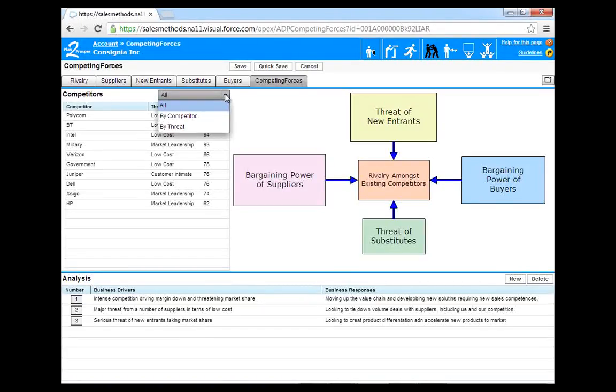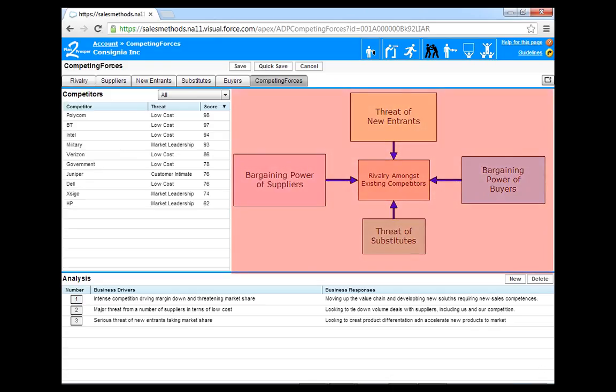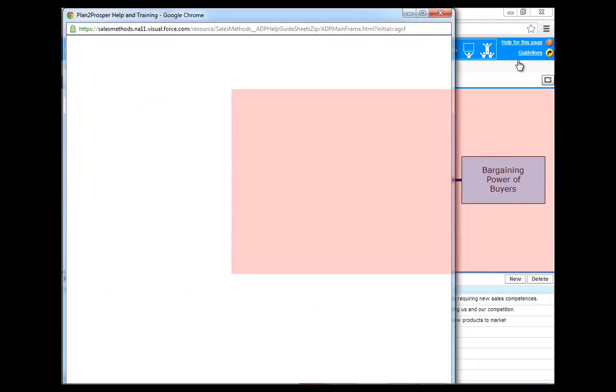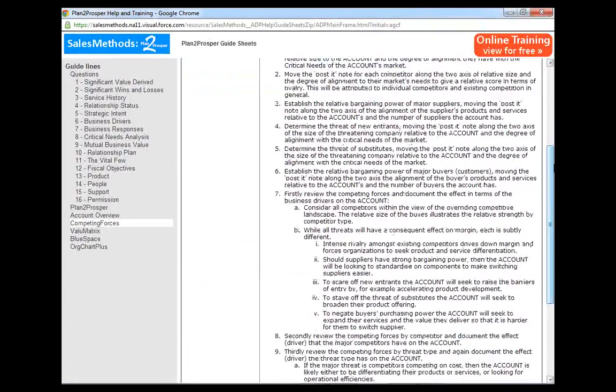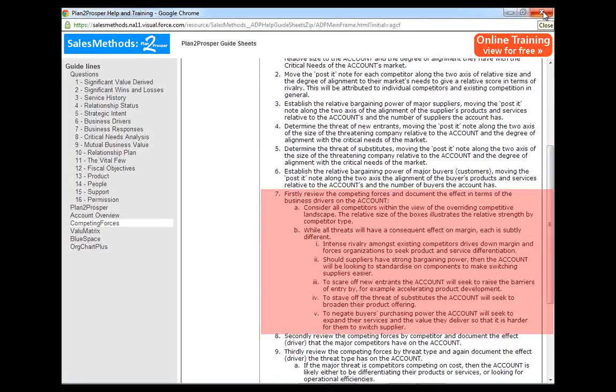Once you have determined the relative threats, then one, consider all competitors within the view of the overriding competitive landscape. The relative size of the boxes illustrates the relative strength by competitor type. While all threats will have a consequent effect on margin, each is subtly different. For example, intense rivalry amongst existing competitors drives down margin and forces organizations to seek product and service differentiation. A full description of the likely consequences of each type of competition can be found in the guidelines.